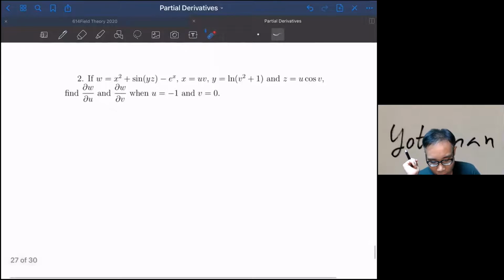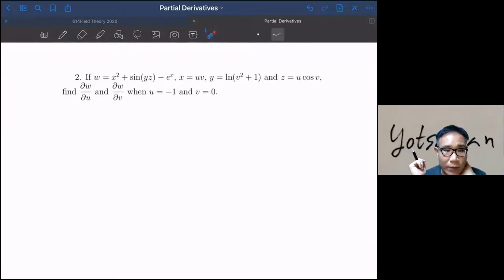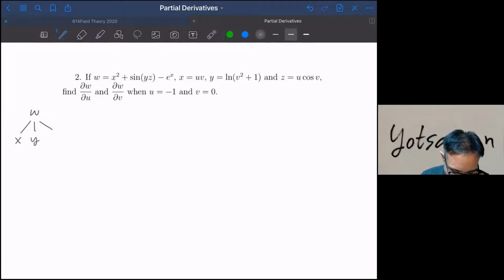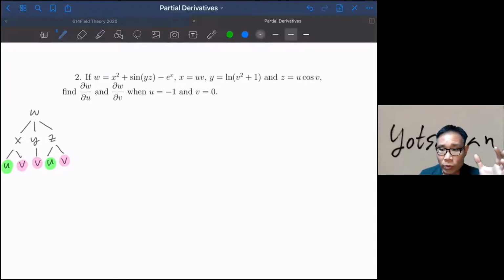Let's do one more. So you have w equal to x squared plus sin(yz) minus e to the x. For this one, w is a function in terms of x, y, and z, and you have x as a function in terms of u and v, y as a function in terms of v only, and z as a function in terms of u and v. So you see that you have 2 variables u and v for this function w. By using the chain rule, you're going to be able to find dw/du and dw/dv.